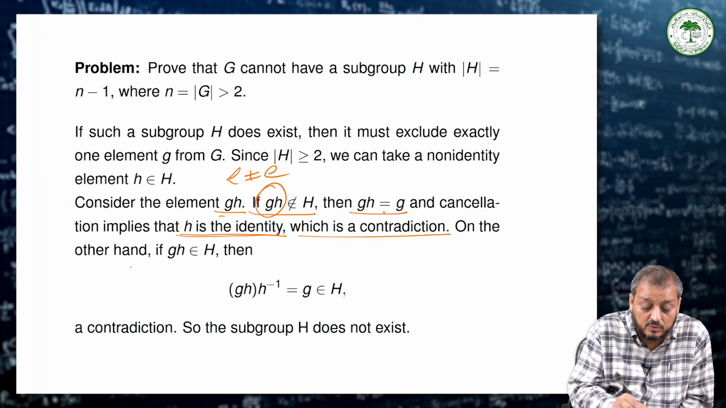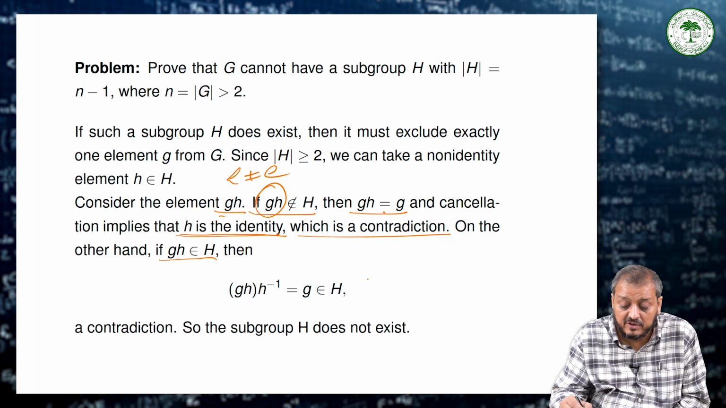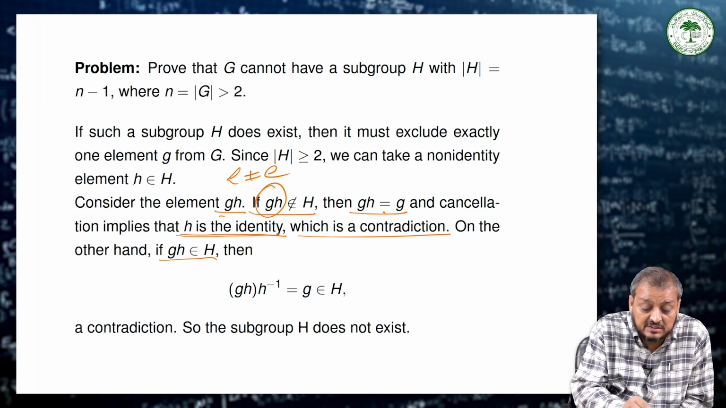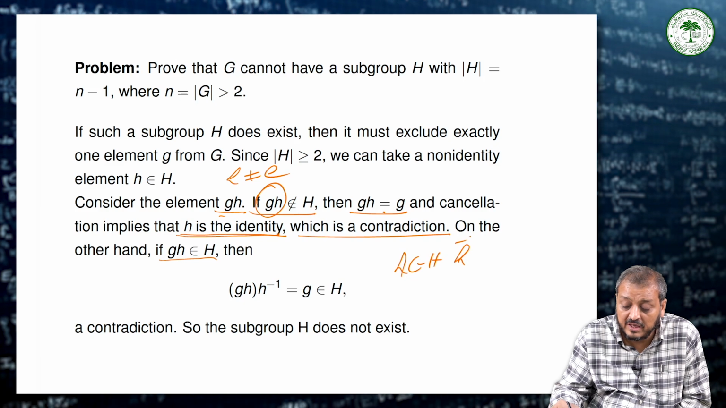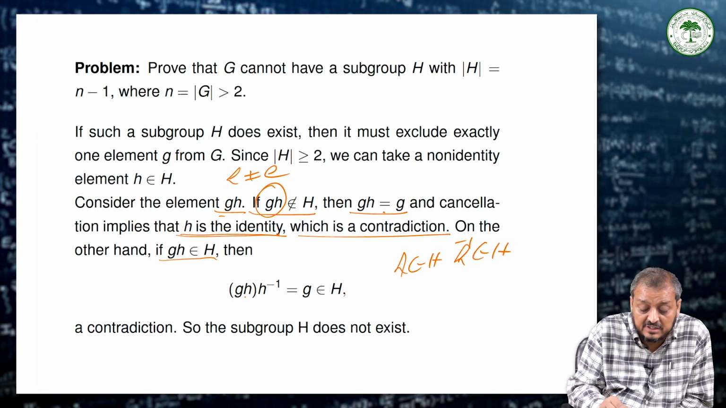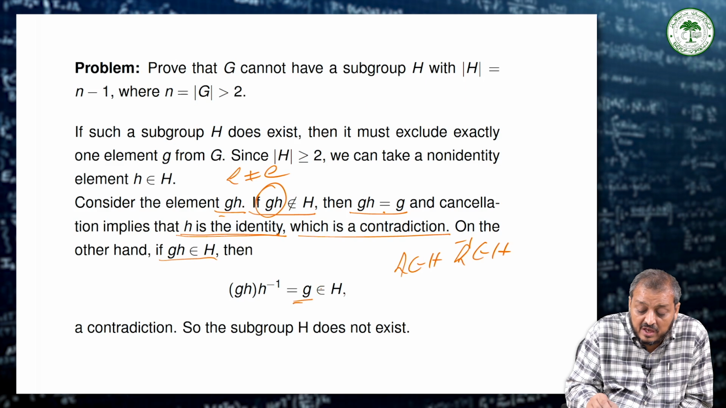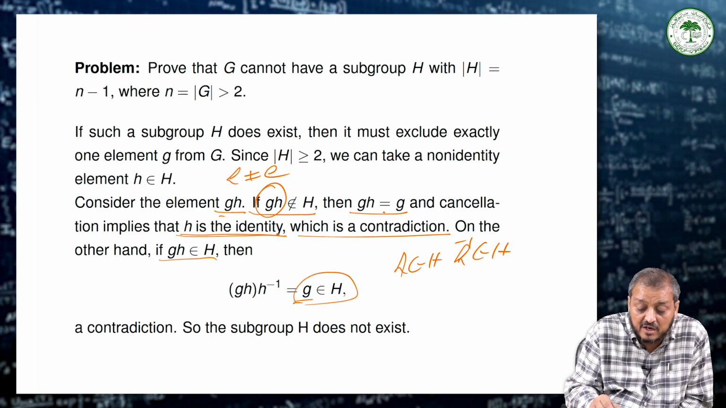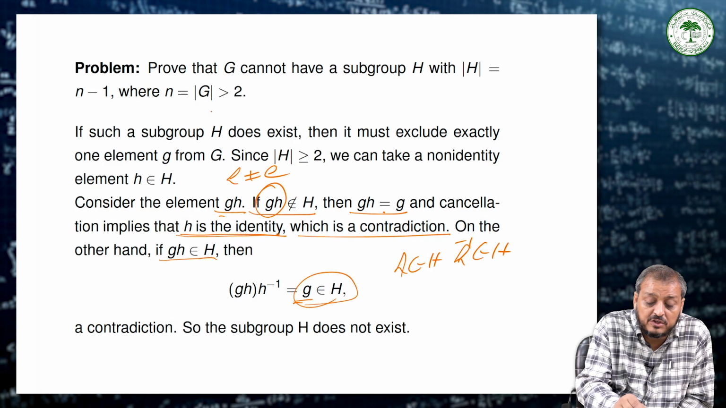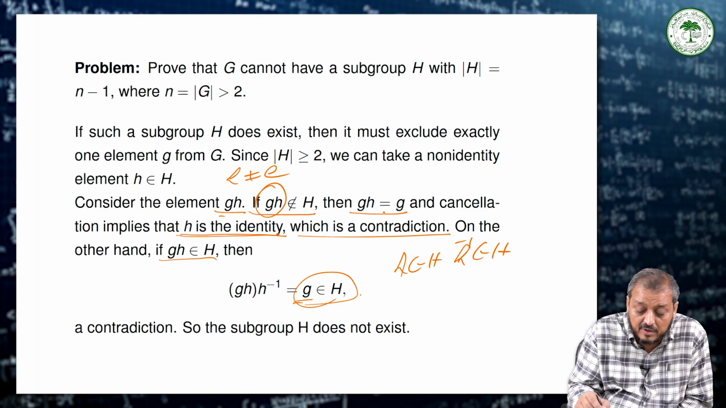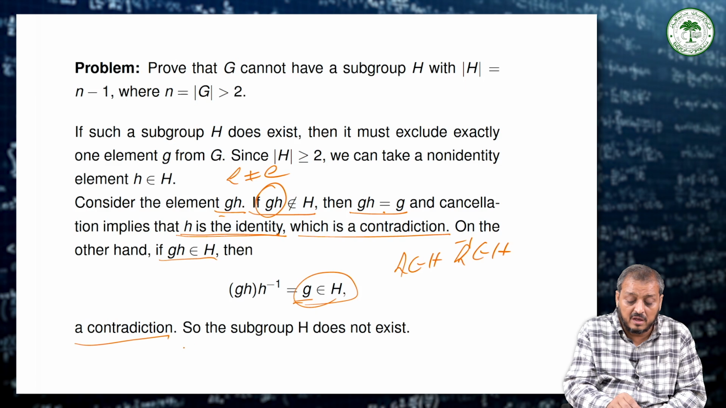Now on the other hand, if gh belongs to H, and h is a member of H, then since H is a subgroup, h inverse is also a member of H. So we can say that gh h inverse, which is equal to g, is an element of H. Again this is a contradiction, because we showed that g is exactly the one element excluded from H. So g is an element of H, a contradiction. So such a subgroup H does not exist.